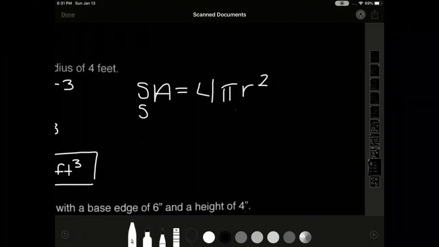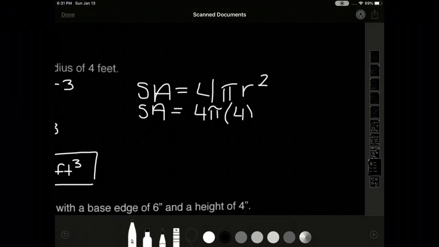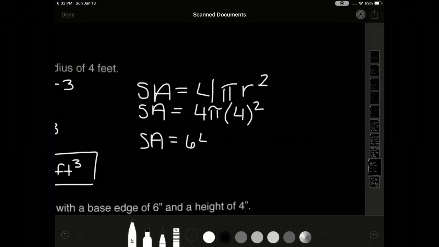For surface area, it's 4 times pi times 4 squared, and 4 squared is 16, times 4 is 64, so we can actually leave this one in terms of pi, because we can just write 64 pi feet squared.